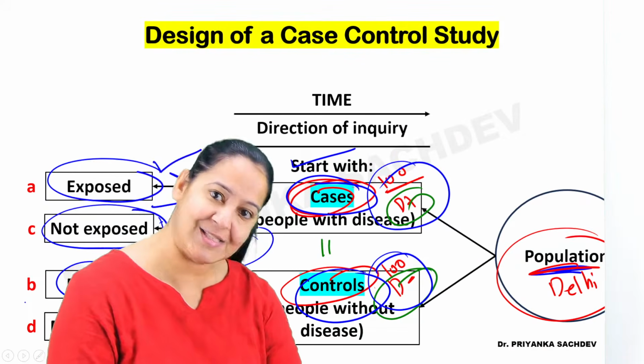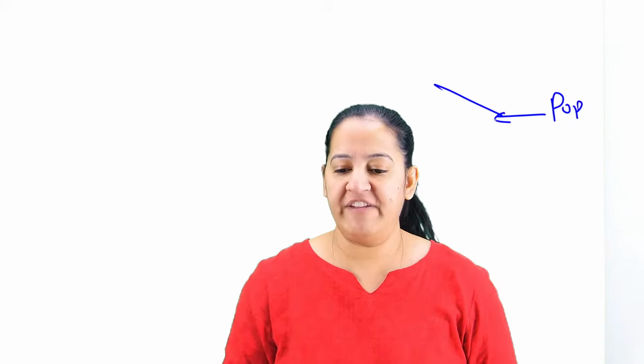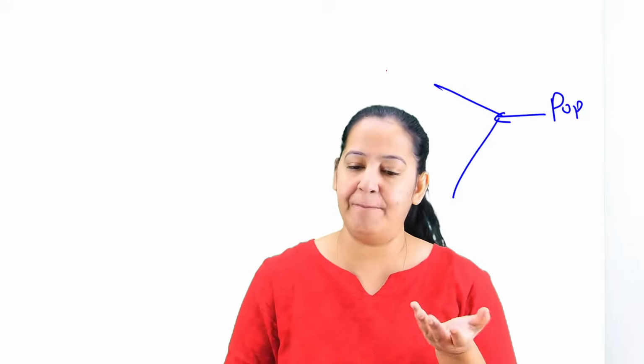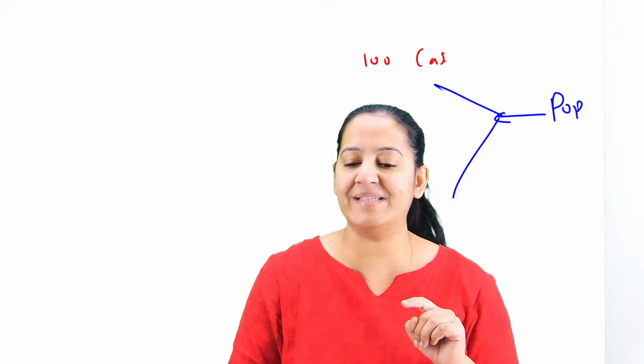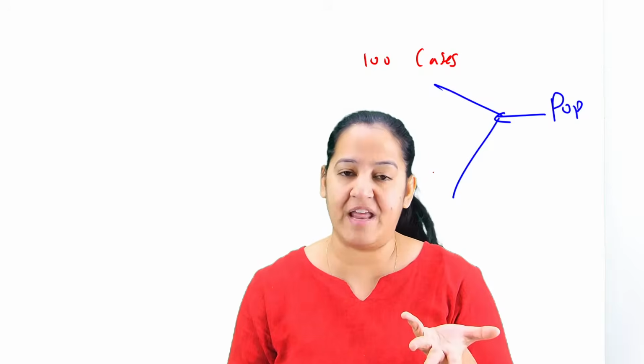We take cases, we take controls. So we start with a population, you can see. And from the population, we take cases. For example, we take 100 cases. It's not always 100. 100 is just a number for understanding. You can take 1,000, you can take 10,000.